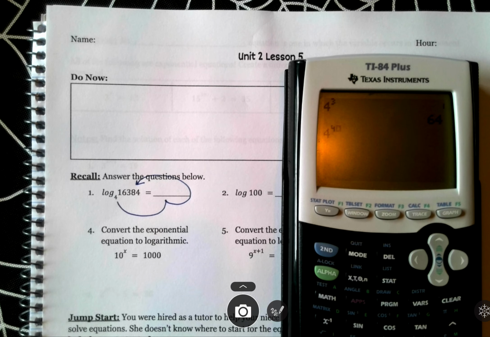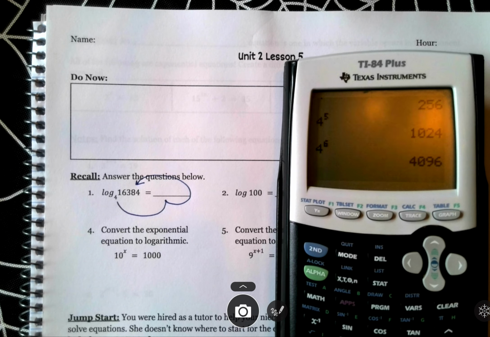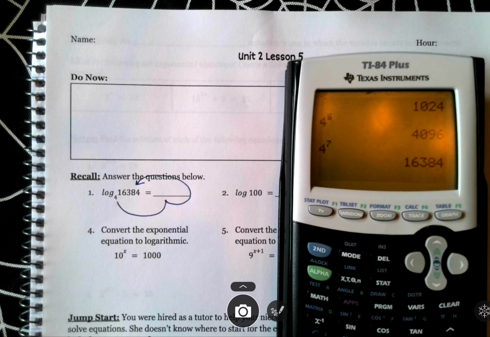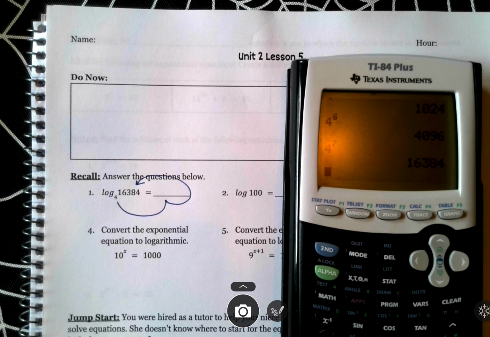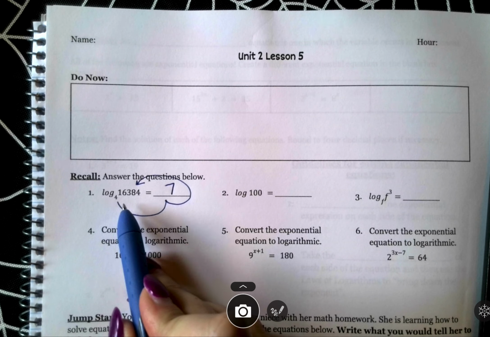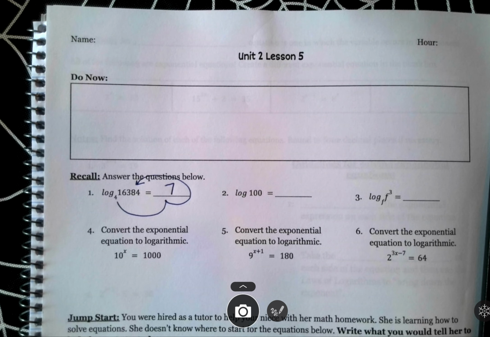4 to the power of 4. Nope. 4 to the power of 5. 4 to the power of 6. 4 to the power of 7. Ooh, so 4 to the power of 7 gives me 16,384, which means log base 4 of 16,384 is equal to 7. So that's kind of how we think about it.